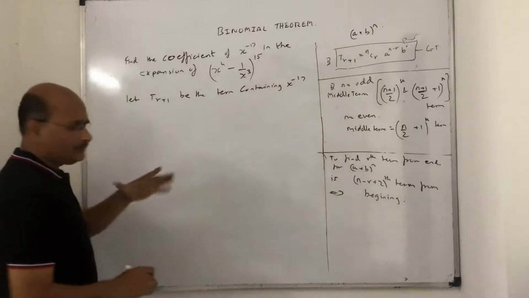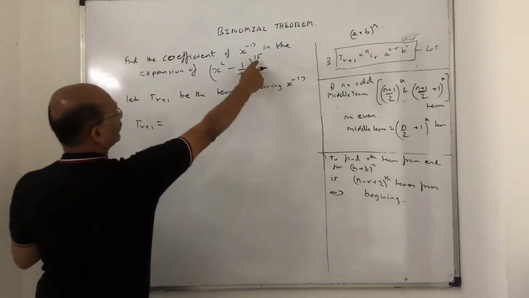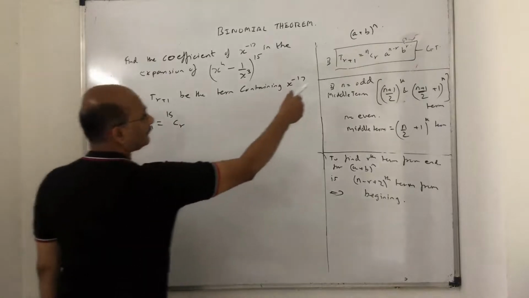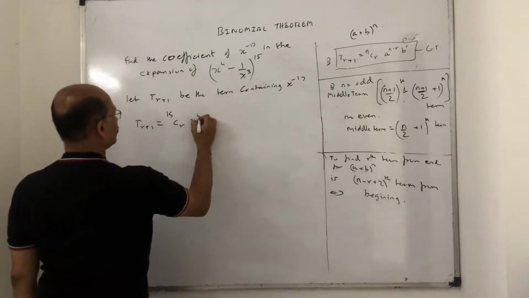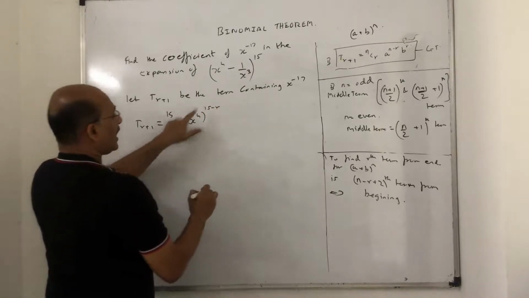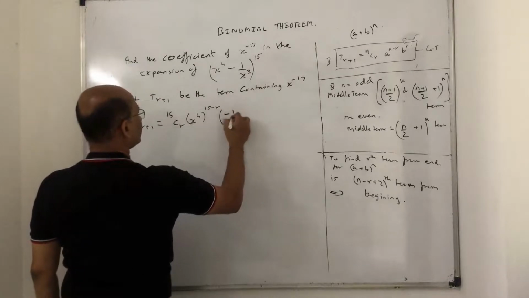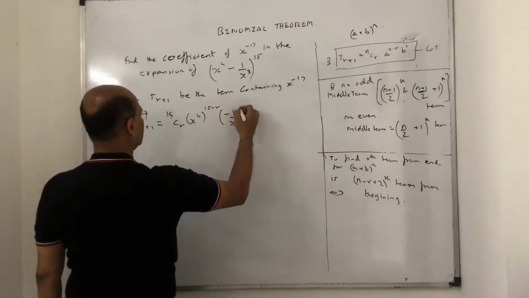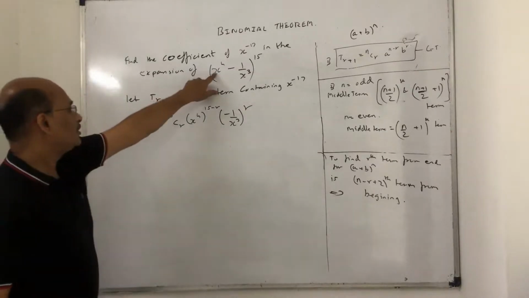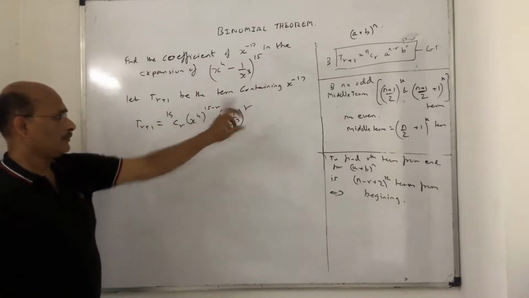Okay. So general term, T r plus 1. Apply the formula of general term. nCr. What is n then? 15. 15Cr. We don't know what r is. Then the first term, what is the first term? x raised to 4 raised to 15 minus r. And what will happen over here? This will become minus 1 upon x cube raised to r. I repeat, first term raised to 15 minus r, second term raised to r.